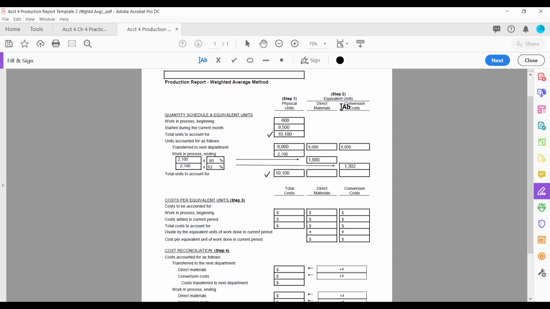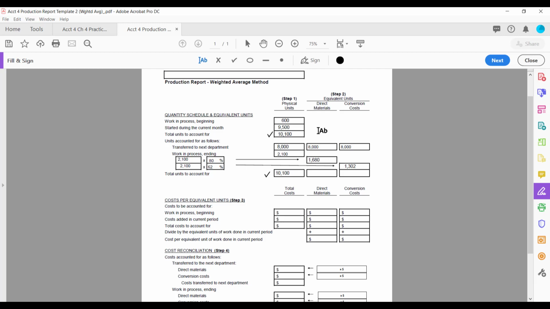So now let's complete step 2. We're looking at equivalent units with respect to direct materials and with respect to conversion costs. With direct materials, 8,000 of the units were transferred and completed, so they're 100% complete with respect to materials. But when looking at ending work in process, of the 2,100, they were only 80% complete with respect to materials, so that really, in terms of equivalent units, came out to 1,680.